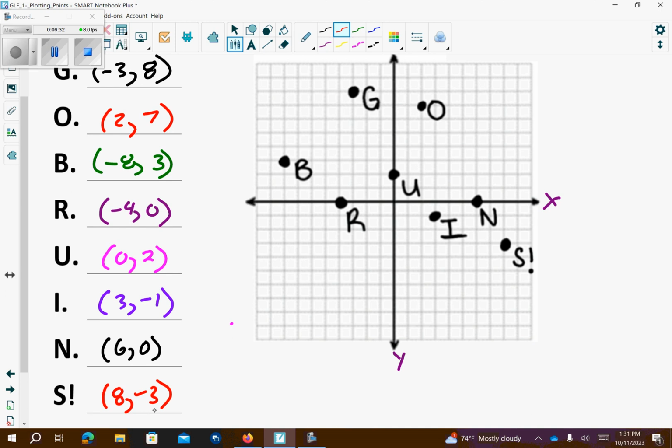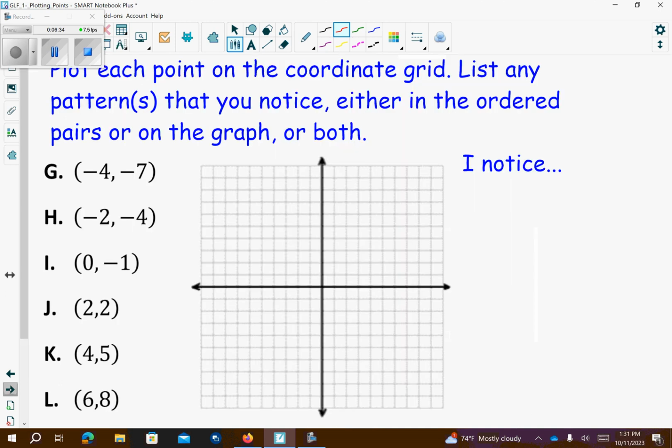Go ahead and turn to page 104. It says plot each point on the coordinate grid. List any patterns you notice, either in the ordered pairs or in the graph or both. So let's do letter G. I'm going to go back 1, 2, 3, 4, and down 7, 1, 2, 3, 4, 5, 6, 7. So that's letter G.